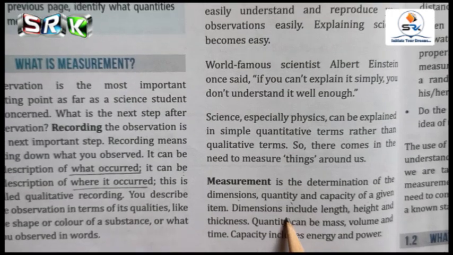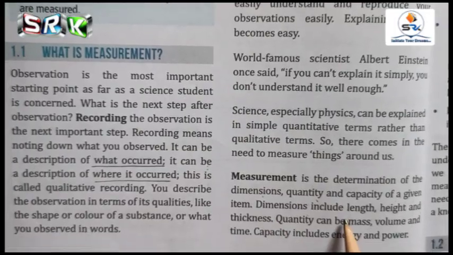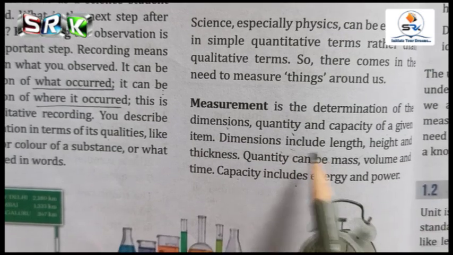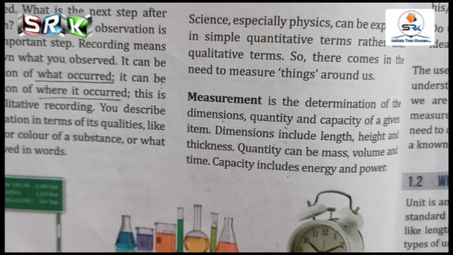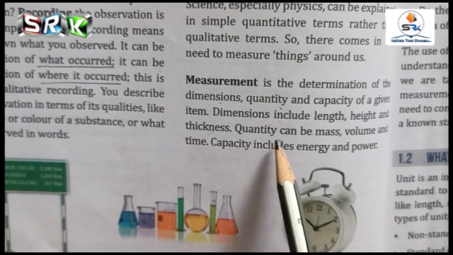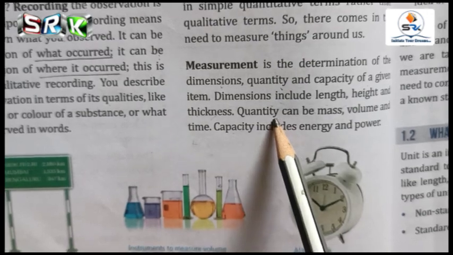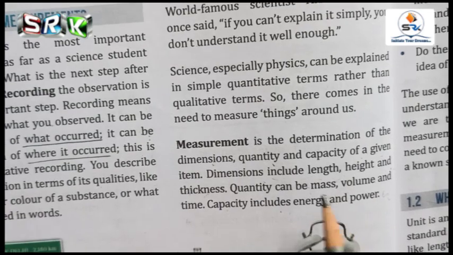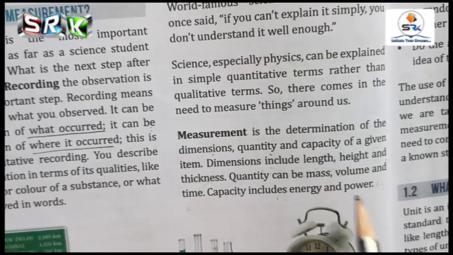What is meant by dimension? Dimension includes length, height and thickness. So it will include the length of a particular object or substance, or otherwise a height, or a thickness of an object or a substance. And next one is quantity. Quantity can be mass, volume and time. So these are the criteria involved in quantity: mass, volume and time. Capacity includes energy and power.